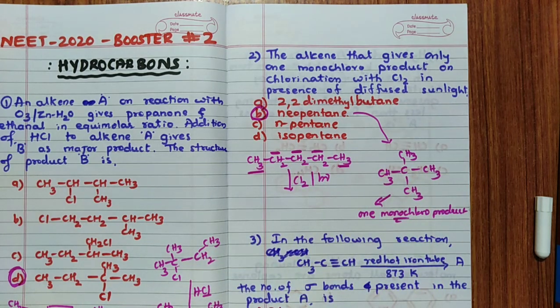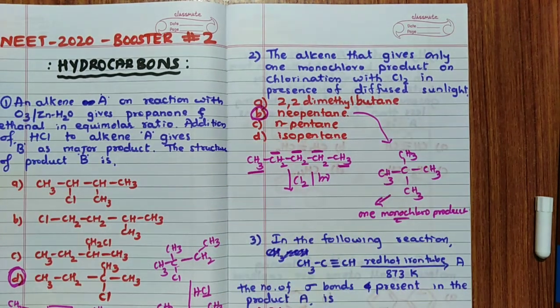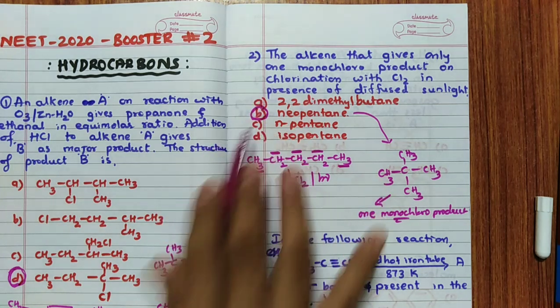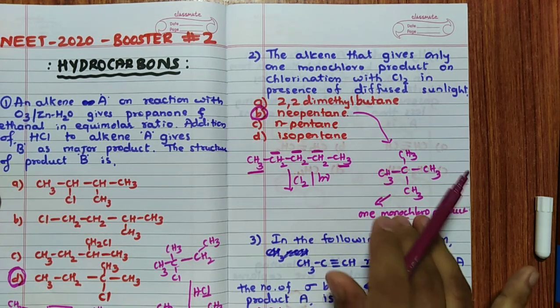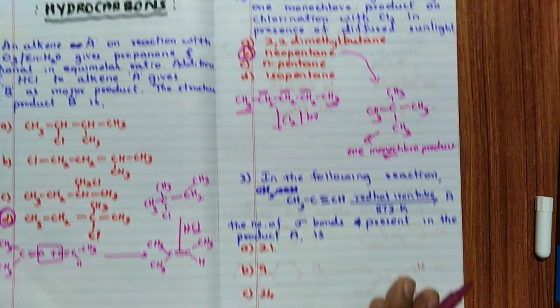How many types of hydrogen atoms are there? 2,2-dimethylbutane. How many types of hydrogen atoms are there? Depending on that you can easily identify. This is about the second question. Answer is B. Same type of hydrogen, that is neopentane.